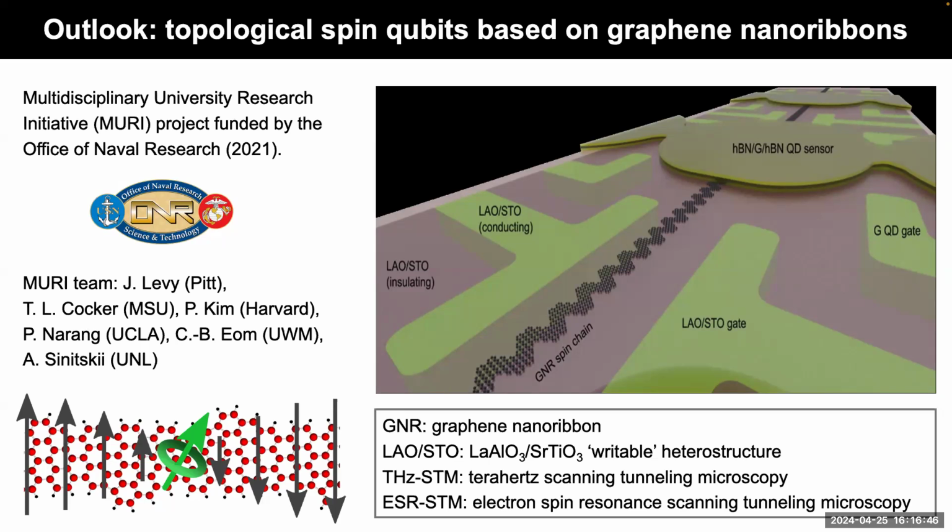And so the hope is to make this an atomically precise qubit, which would be the ultimate goal, but at the very least to characterize what our spin coherence times are like for graphene nanoribbons of this sort, of atomically precise bottom-up engineered type, and how they might play a role in quantum information.